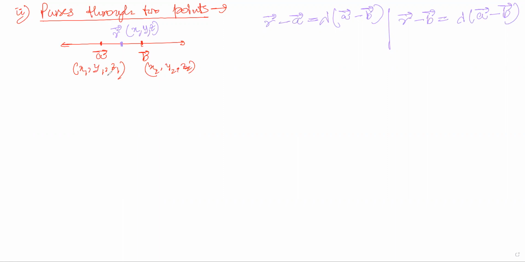Don't worry about different vectors or different lengths. So R is either A vector plus lambda times A minus B, or you can also use B plus lambda times A minus B or B minus A.